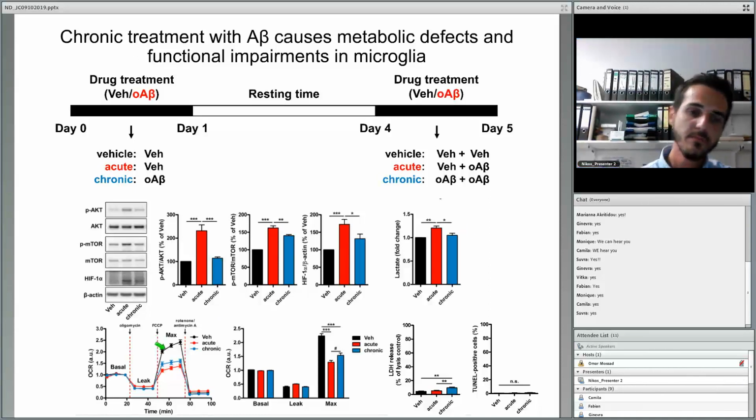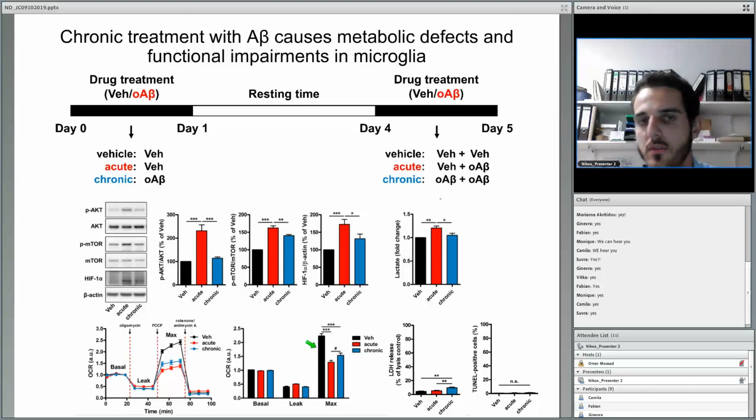But what they found from this OCR, the oxygen consumption rate again, was that the maximum respiration of the cells is not getting increased, as you see here in the bar plots, that it's still remaining quite low, suggesting that the cells are actually having a metabolic defect at this point of the chronic treatment of the A beta, and this functionally seems to impair the microglia cells.